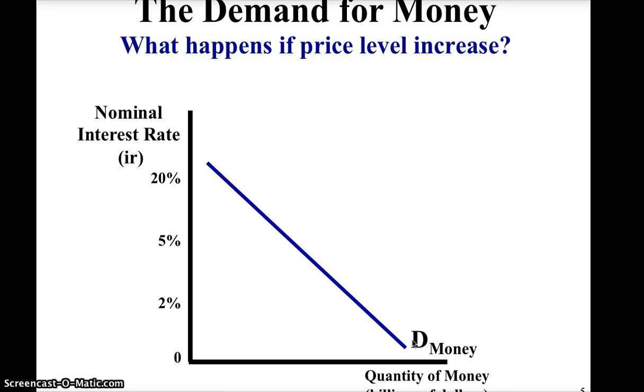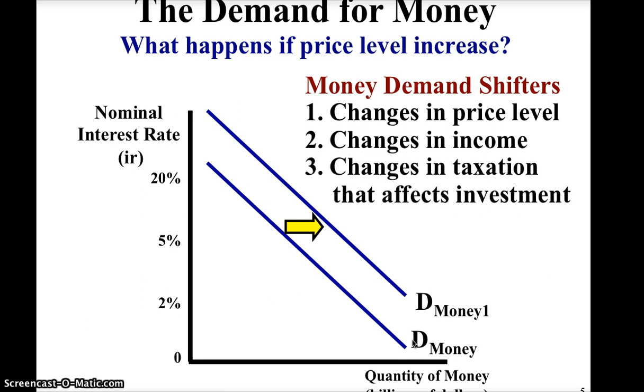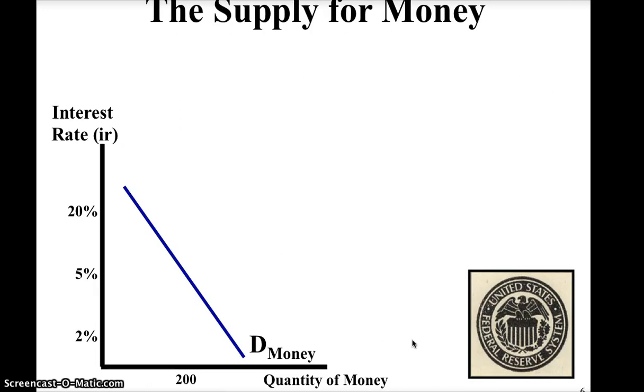So what happens if price level increases? Well, what we're talking about there is inflation, and if prices are higher, you need to have more cash on hand to make the everyday purchases that you need. So demand is going to increase, right? So here are some money demand shifters. Changes in price level, changes in income. If people's incomes are going up, they're going to have a higher demand for money. Or changes in taxation that affect investment. But the truth is, we're not going to focus too much on the demand for money.